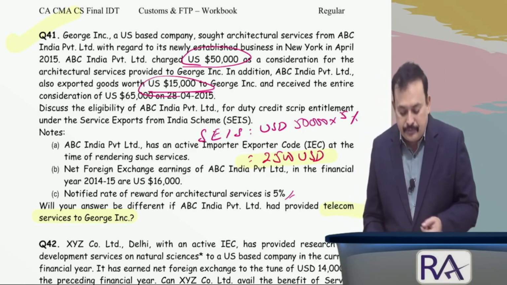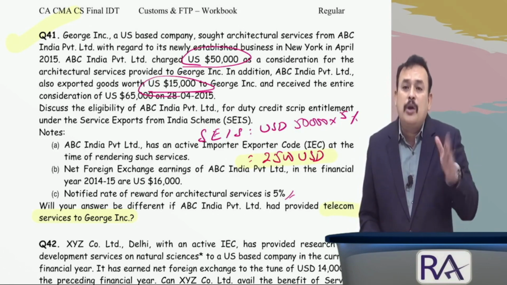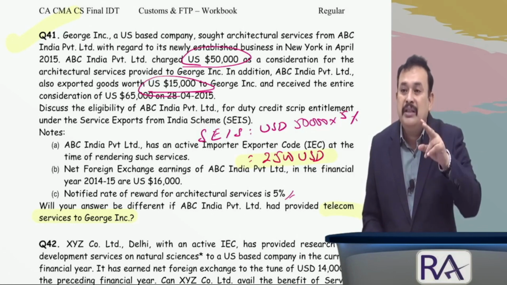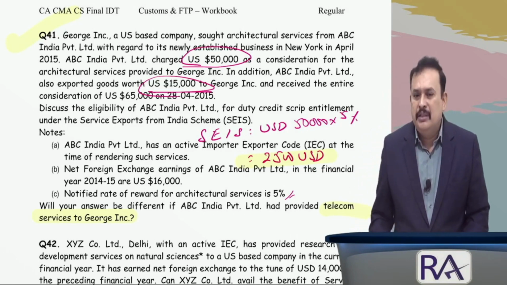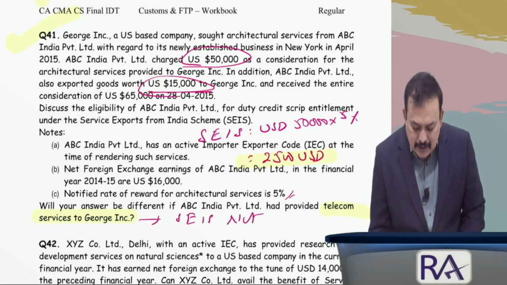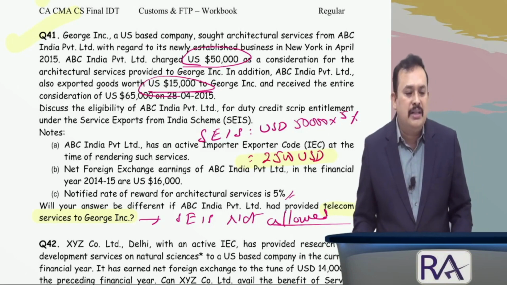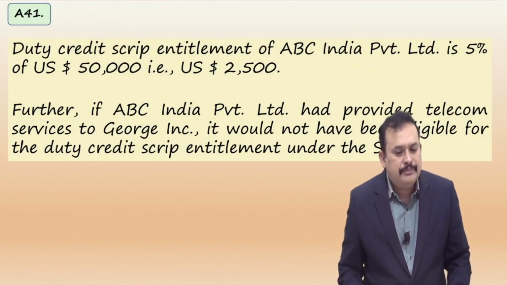Is it clear, my dears? If you export goods, MEIS is allowed, but that cannot be counted for SEIS purpose. Is it clear? But they are asking only about SEIS. For SEIS, payment realized for supply of goods does not count. If I supply a service of telecom nature, does it qualify for SEIS? No. Here our answer is different. SEIS is not allowed for the telecom sector. Is it clear about this? The answer to this RTP question is as follows. Answer to question number 41 is on the screen for your kind consideration.